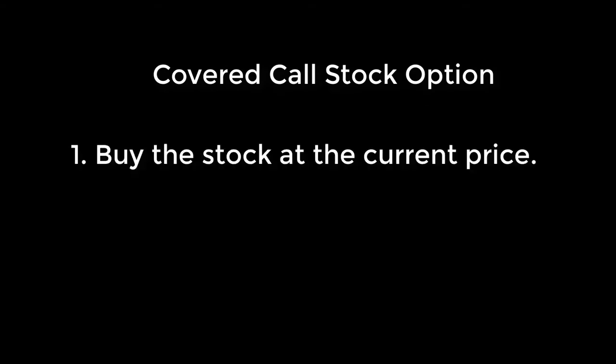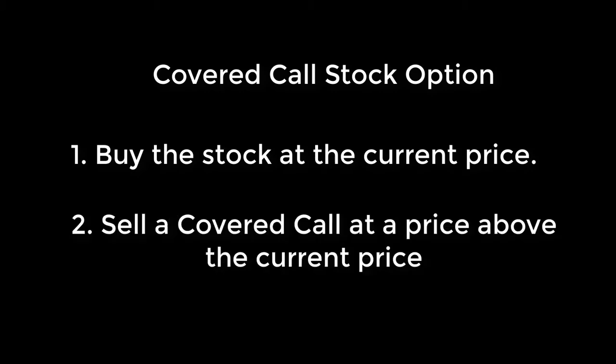We are going to assume that you're using a qualified account like an IRA, so there are no tax consequences to buying and selling, and that the account is set up to trade stock options. We use what is called a covered call strategy using stock and stock options. To implement it, you first purchase the stock at the current price. After that, you sell a covered call that is above the current price of the stock. Since you own the stock on which you sold the call option, the position is considered covered. This is where the term covered call is derived.